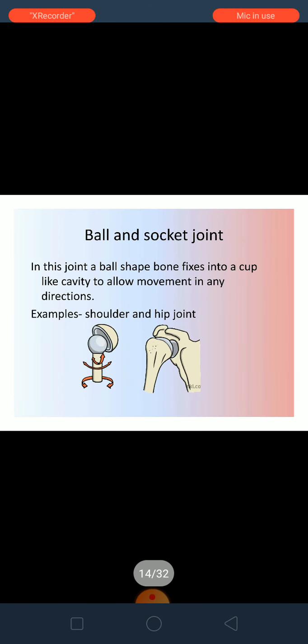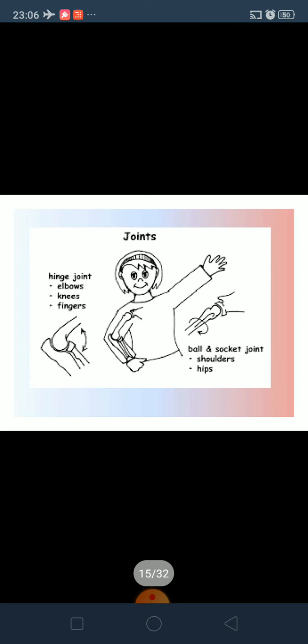Hinge joints are like the hinges of a door, which allow movement only in one direction. Examples of hinge joints are the elbow and knee joints. Ball and socket: as the name suggests, one bone is ball shaped and the other is a cup-like cavity. This helps in movement in all directions, like our shoulder and hip joints. Here you can see shoulder and hip joints, ball and socket, and hinge joints, elbow and knees.